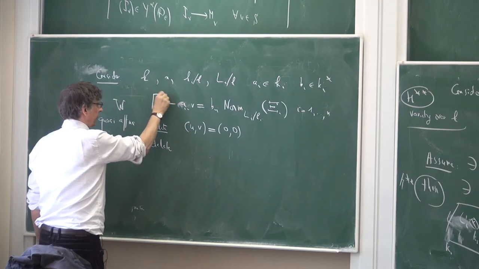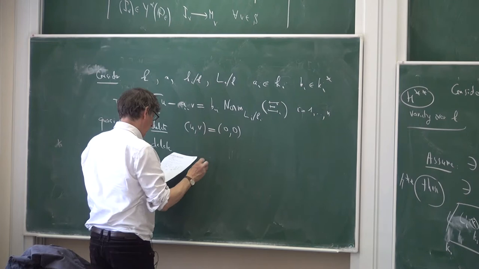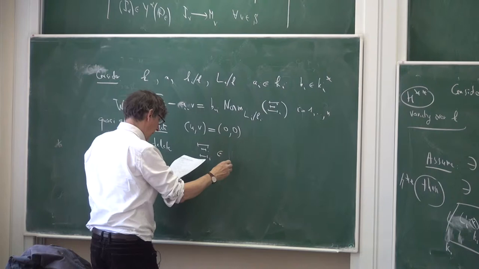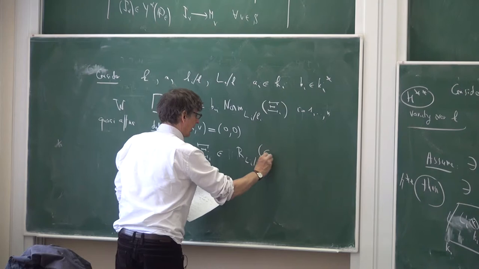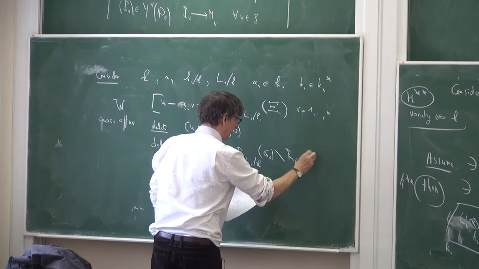And now you delete the following thing. You delete the xi i, which live in R li over k G_a minus R li over k G_m, singular.